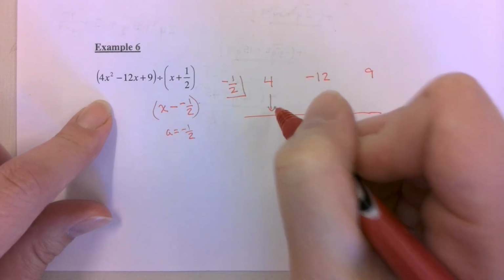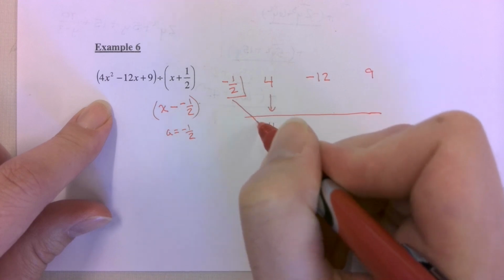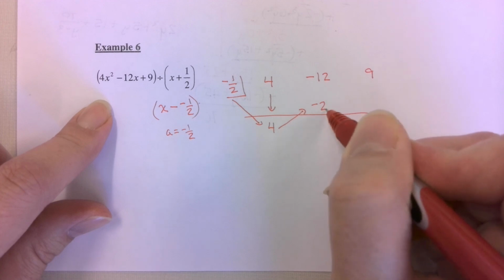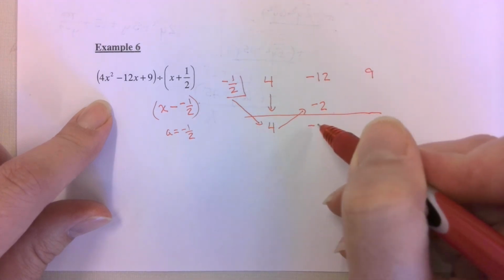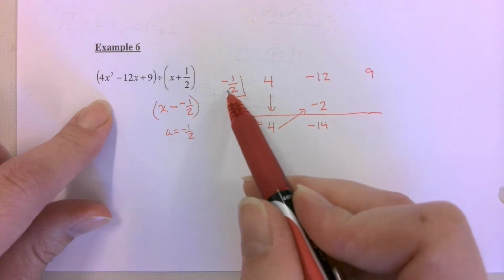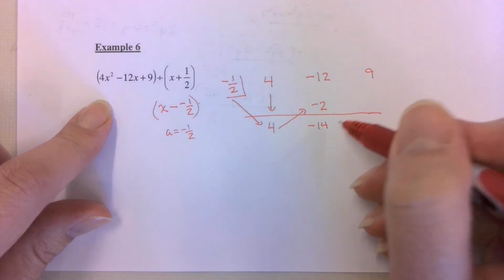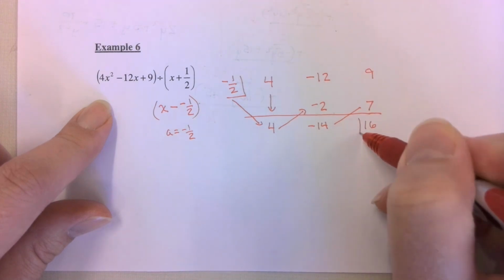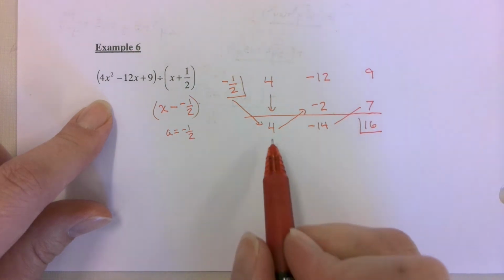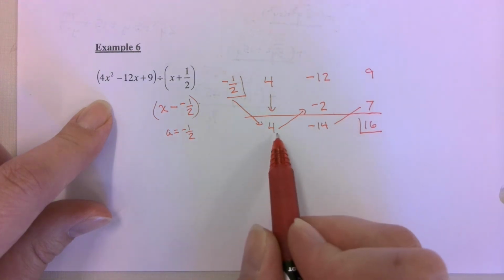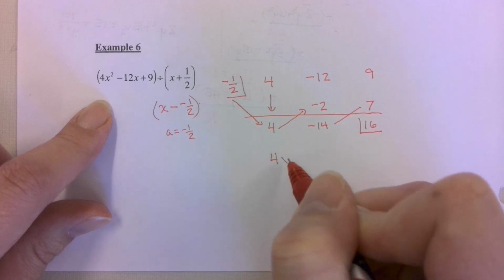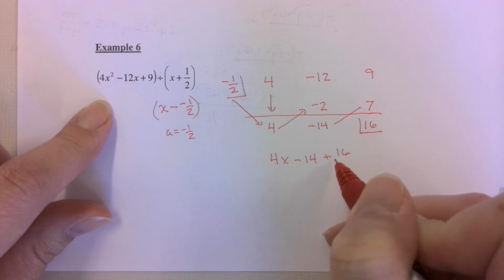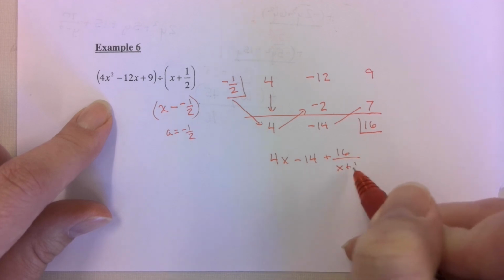When I go to do this, I do the same thing. I bring down the first term, which is 4, and then I start by taking negative 1/2 times 4. That gives me a negative 2. I then add down, I get a negative 14. I start again, I take negative 1/2 times negative 14, and that gives me a positive 7. I add down, I get 16. This last piece is my remainder, and I refill in my coefficients with the proper variable. So I would have a 4x minus 14 plus a remainder of 16 over x plus 1/2.